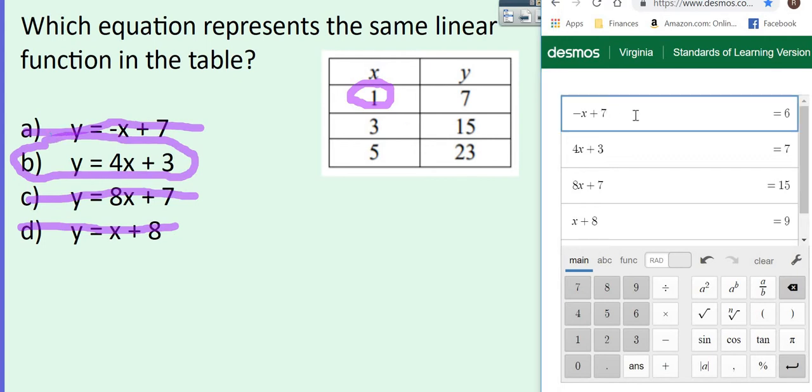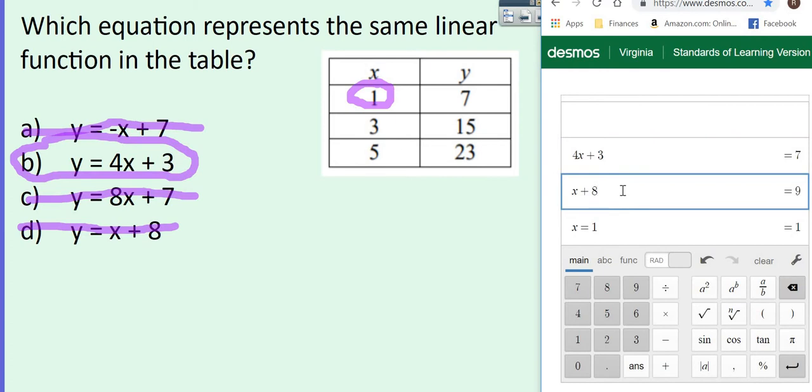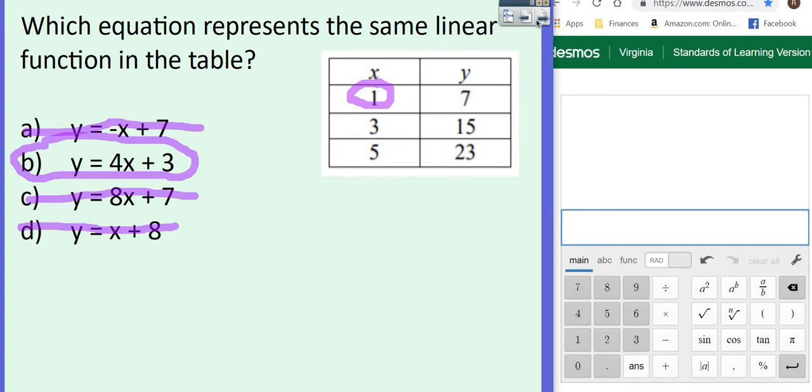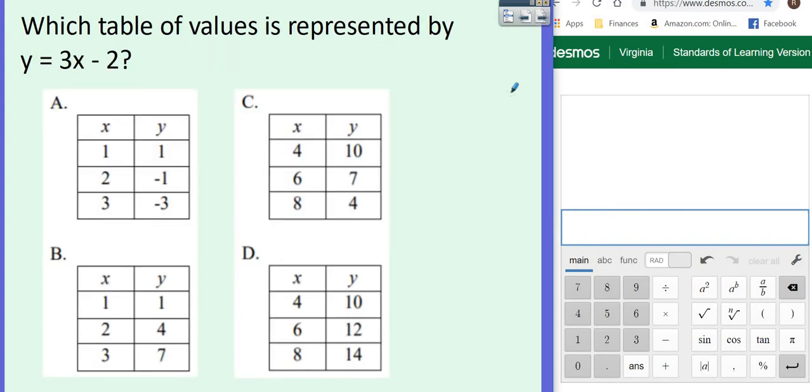Now, to make doubly sure, I'm going to erase everything but my answer. We're saying 4x plus 3 is our answer. x equals 1 gave me 7. Let's check the next one. How about x equals 3? It gives me 15. Perfect. How about x equals 5? It gives me 23. So I am absolutely certain that B is my answer. When you're taking these high stakes tests, you want to make sure that you check everything out and make sure you've got it right. So let's try this next one.